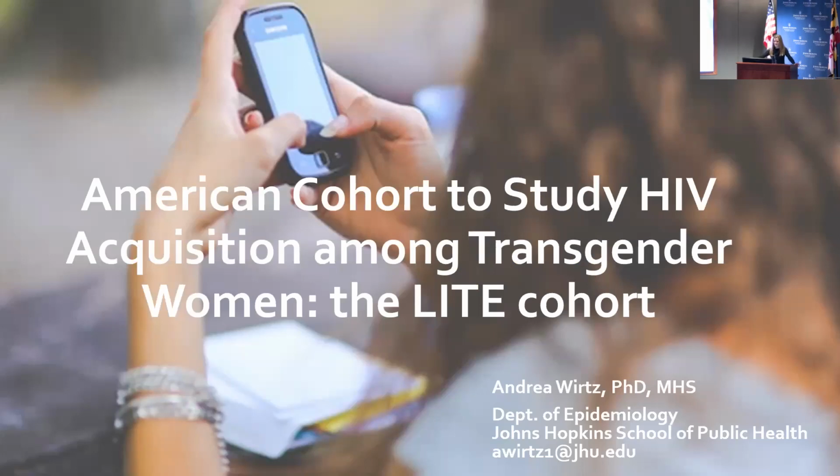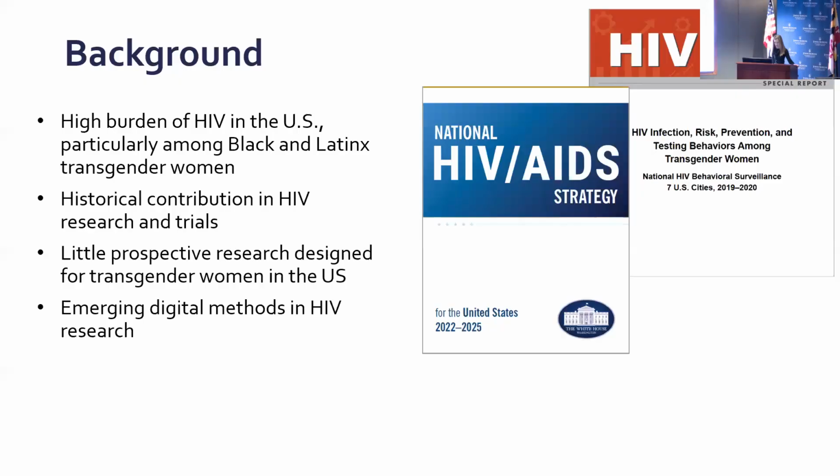And as it goes with these cohorts today, I think I'm presenting the baby cohort of all of these studies. This is a study called the American Cohort to Study HIV Acquisition Among Transgender Women. We also go by the LIGHT cohort, which was the name of the RFA that initially funded this study. Our community advisory board members loved it and changed it to Leading Innovation in Transgender Health and Empowerment.